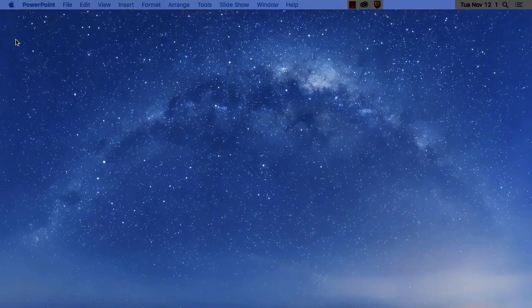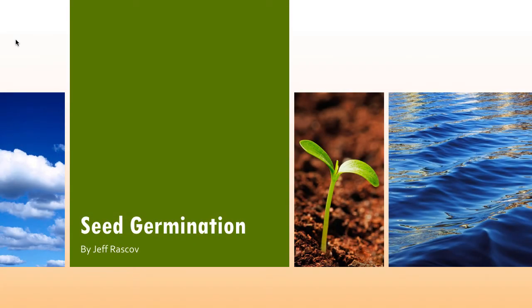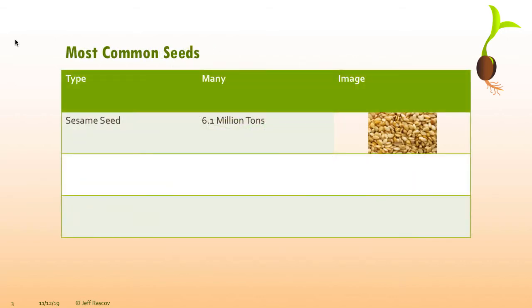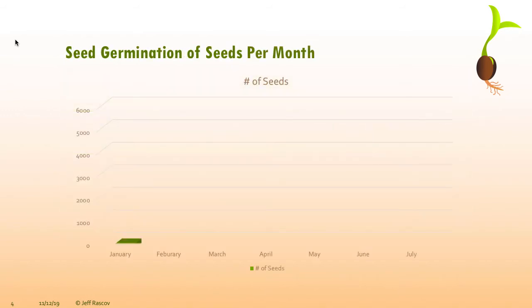Let's try that. So I have my search, whatever, seed germination. I have my beautiful, all food comes from seeds. Well, all, I guess, vegetables. But I guess the animals eat seeds to grow, so I guess all food does come from seeds, doesn't it? Even if you eat animals, right? And here's our table, and then here's our chart, and then each click is a different one. Then you can talk about it.